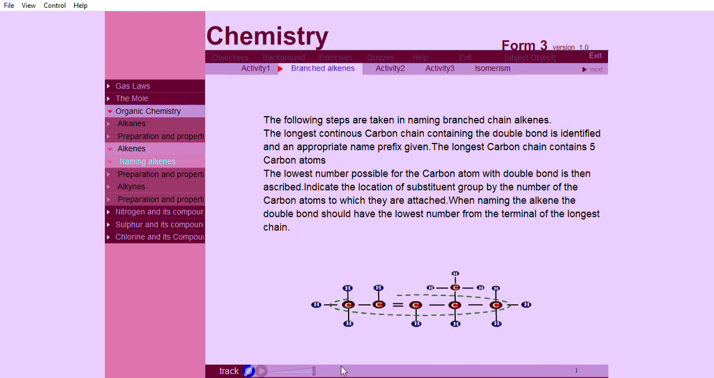The following steps are taken in naming branched chain alkenes. The longest continuous carbon chain containing the double bond is identified and an appropriate name prefix given. The longest carbon chain contains 5 carbon atoms. The lowest number possible for the carbon atom with the double bond is then ascribed. Indicate the location of substituent groups by the number of the carbon atoms to which they are attached. When naming the alkene, the double bond should have the lowest number from the terminal of the longest chain.